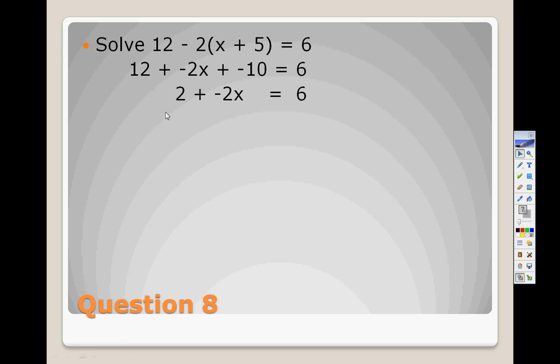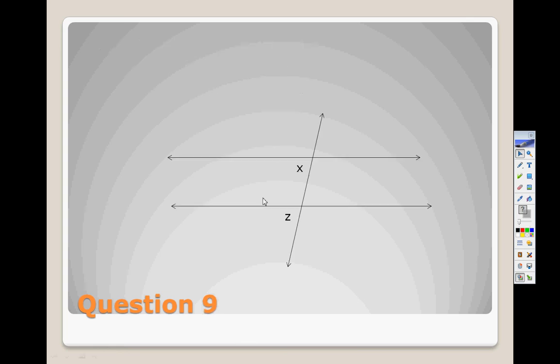Two-step equation time. Subtract 2 on both sides, and then lastly, divide by negative 2. I didn't write it here. Divide by negative 2, and x equals negative 2. And that checks out. Put it in here. 12 minus 2 times negative 2 plus 5. You're going to get 3 times 2 is 6. 12 minus 6 is 6.